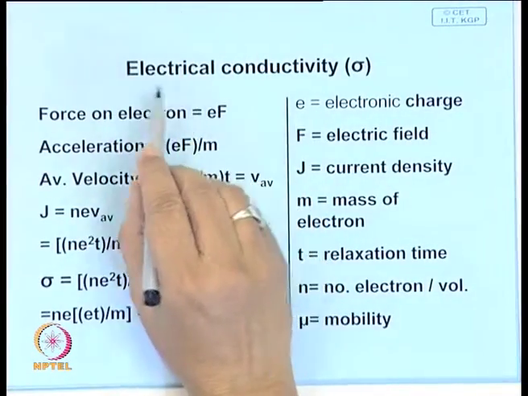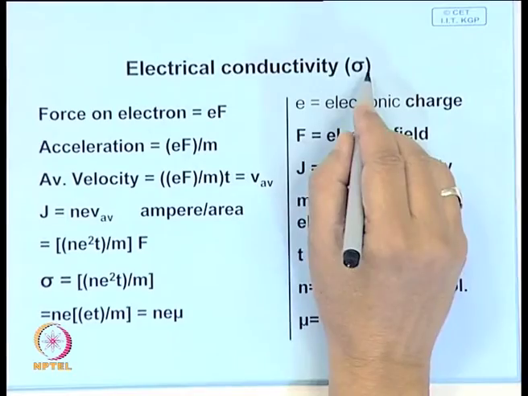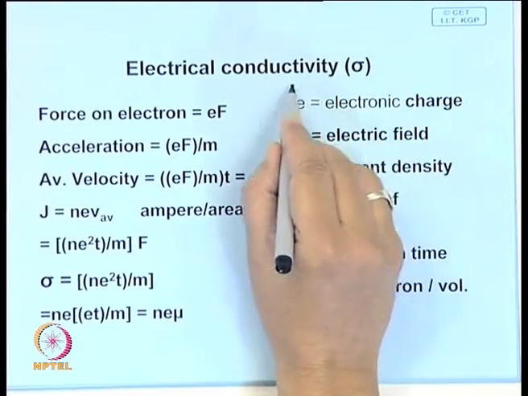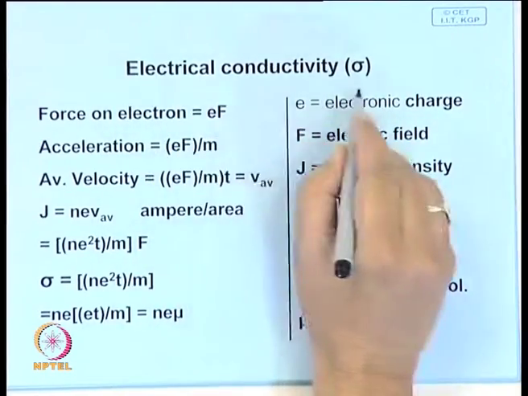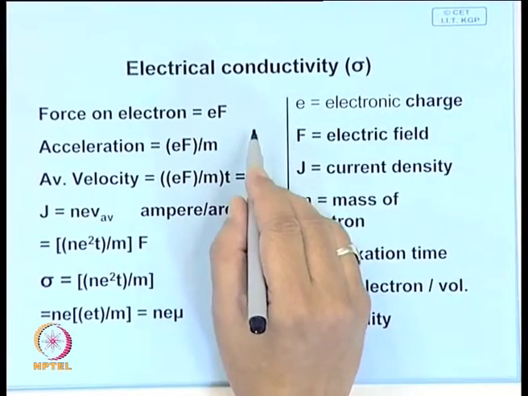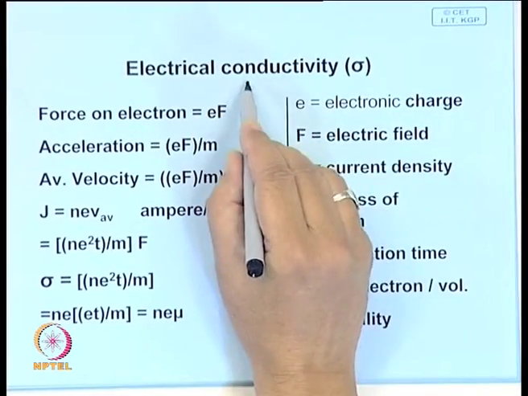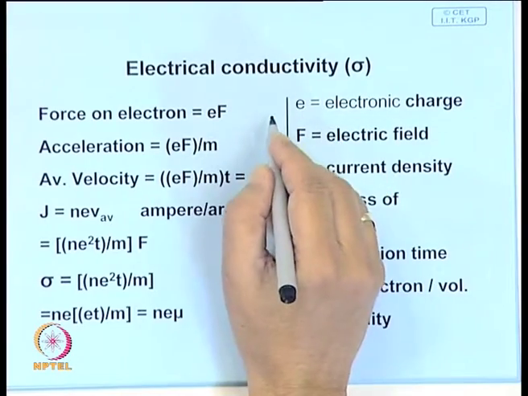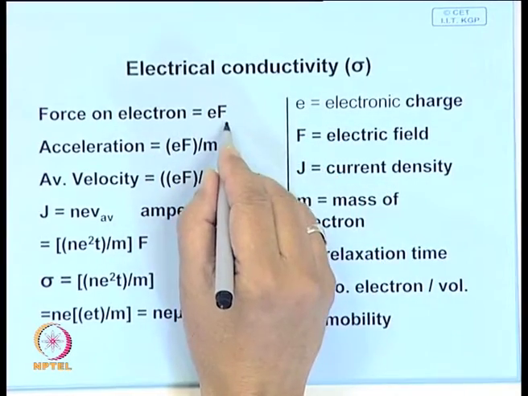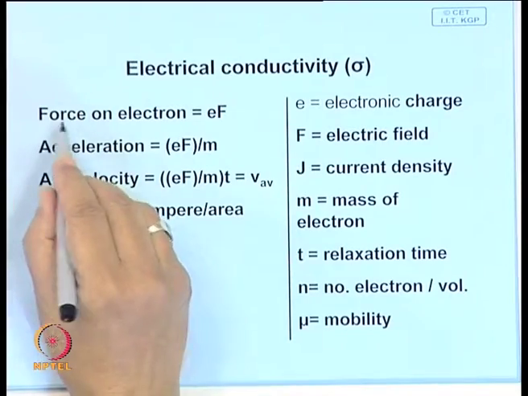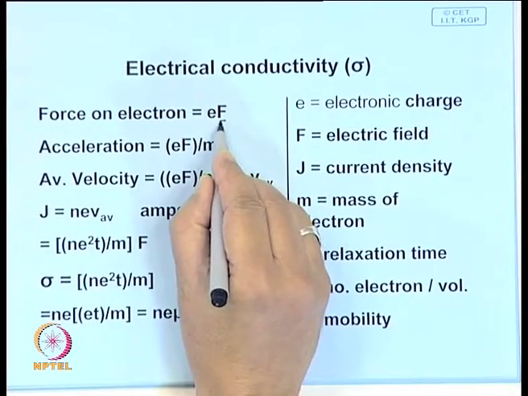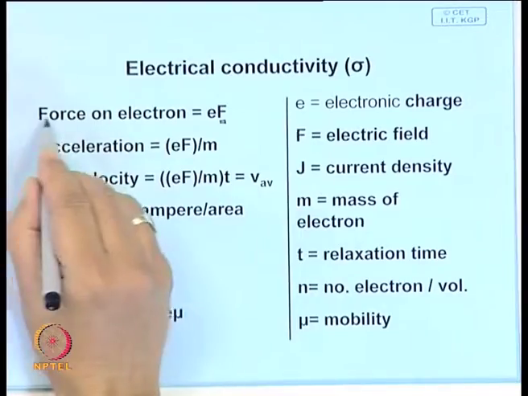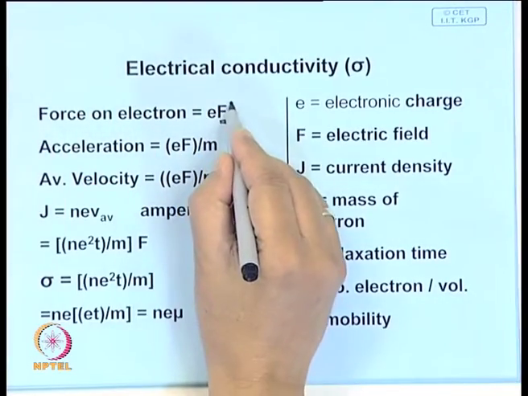So, with this brief recollection of what was covered in the last class, let us look at how we explain the electrical conductivity of metallic material and what are the factors that determine electrical conductivity. The electrons are the charge carriers in metal, and when you apply an electric field, there will be a force acting on the electron, which is given by this expression.